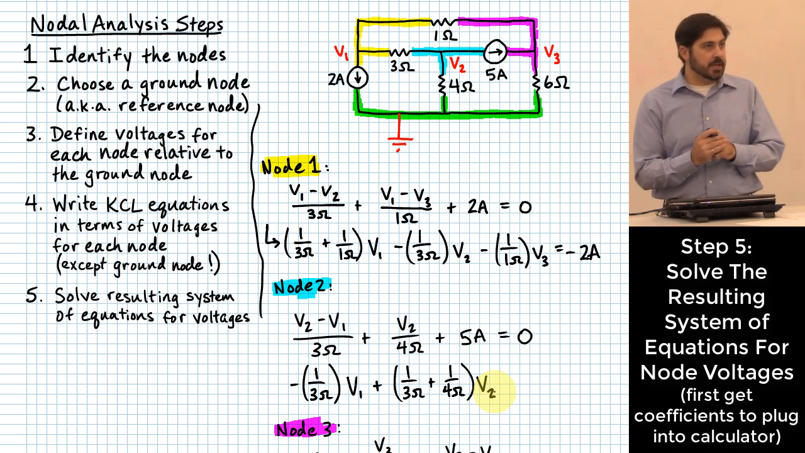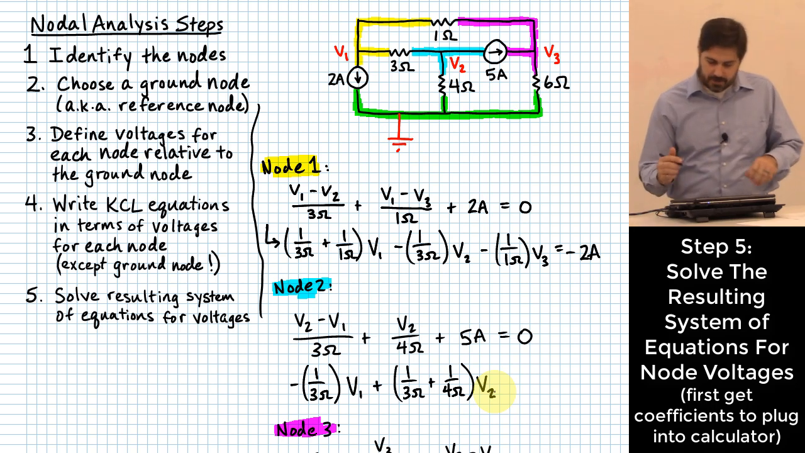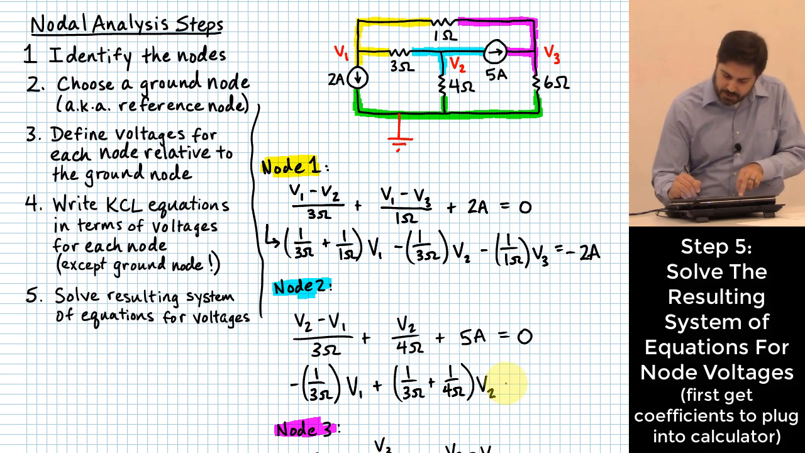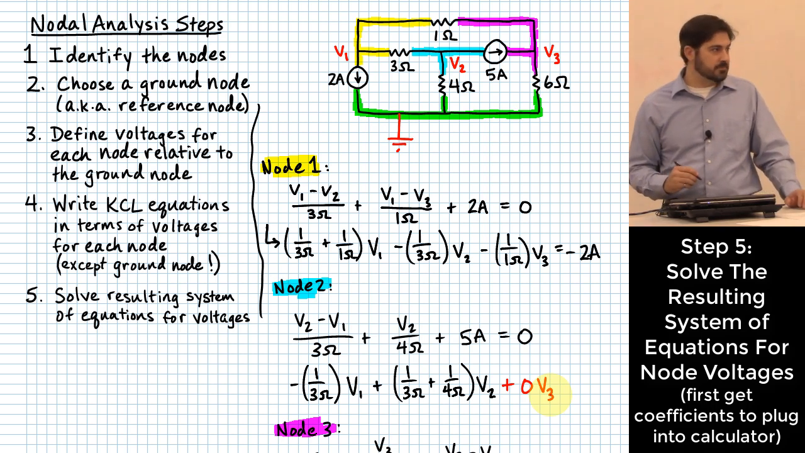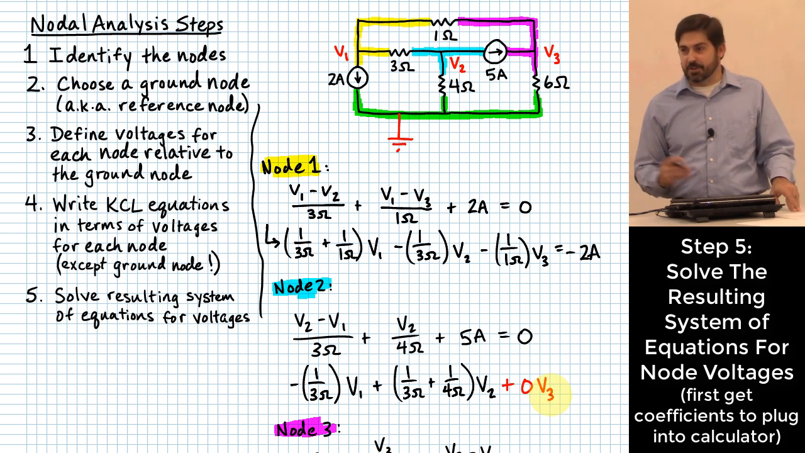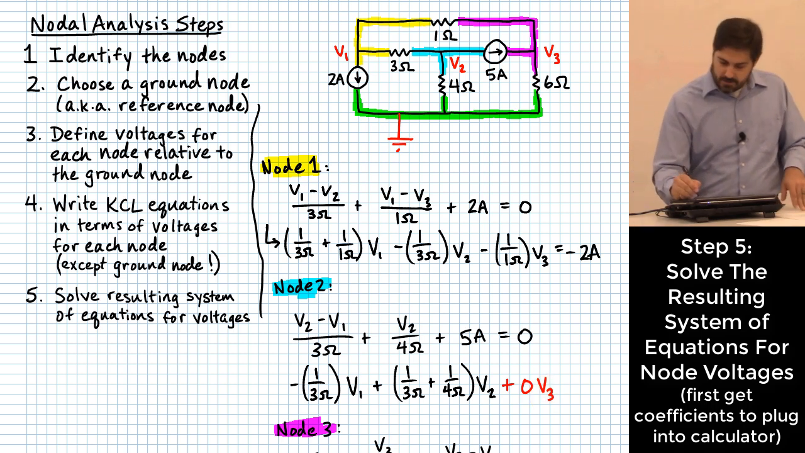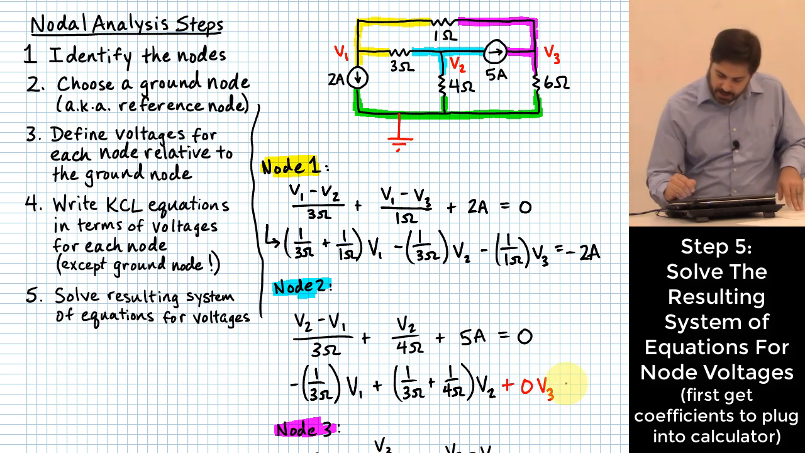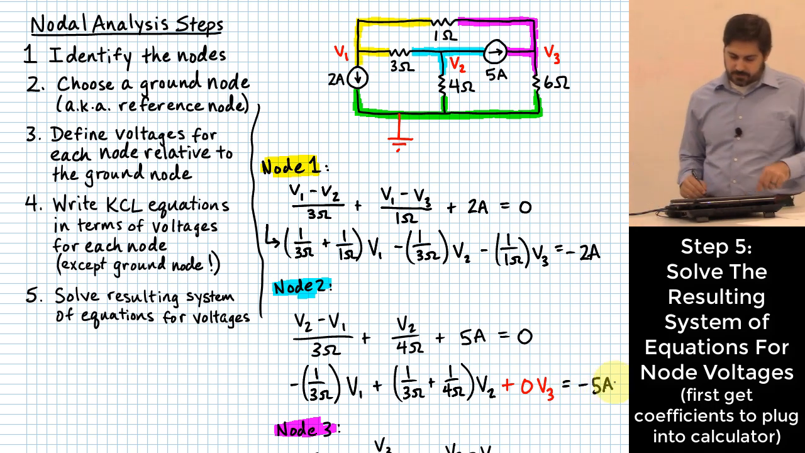Do I have a V3? Okay, tell you what I'm going to do just to really make this pop. I don't, but I'm still going to put in here plus 0 V3. And I'll do it a different color to really make it stand out that, you know, you can do that, right? Okay, what do I put on the after the equal sign? Negative 5 amps. All right.